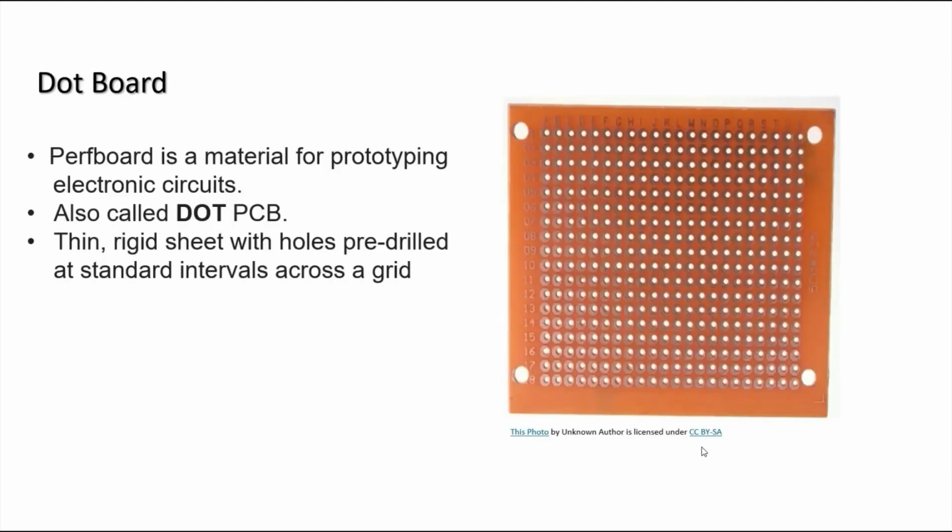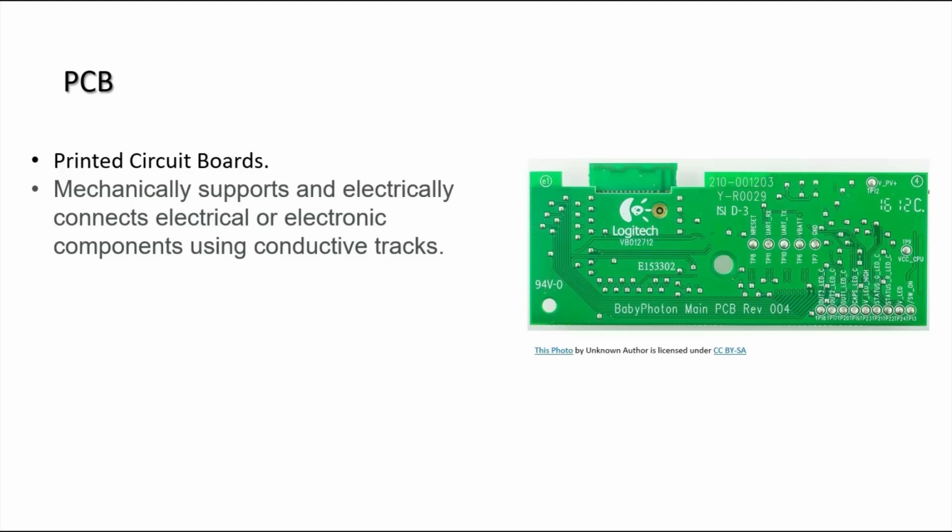Second one is dot board. It is also called dot PCB. It is a thin rigid sheet with holes pre-drilled in it. We can make prototype of our circuit by inserting our components into these holes and soldering it. Here we have our thin PCB, that is printed circuit boards. We can use PCB to make permanent prototypes by soldering it.